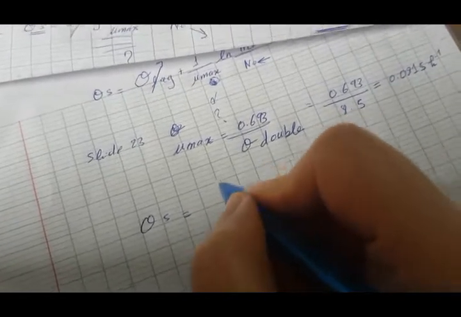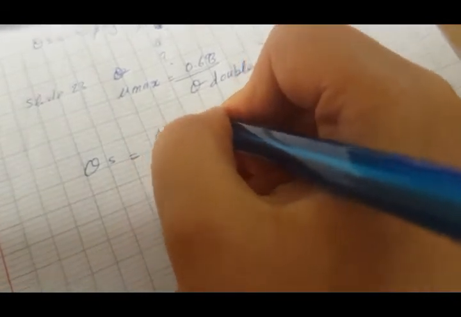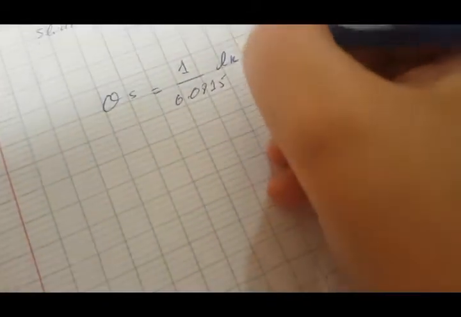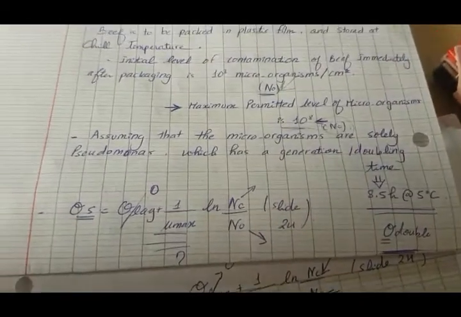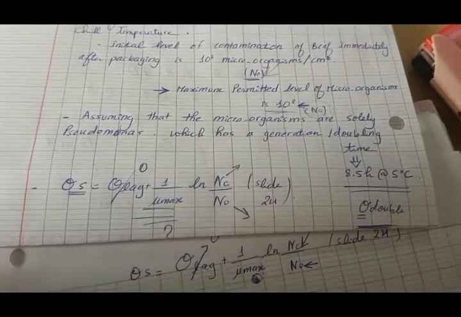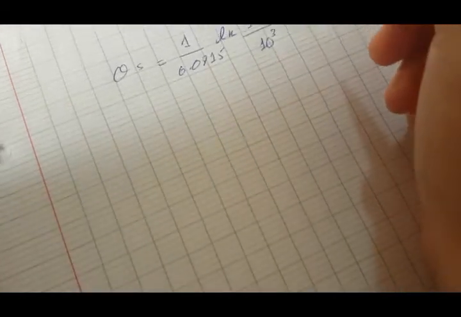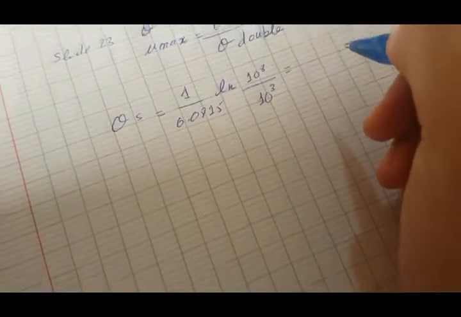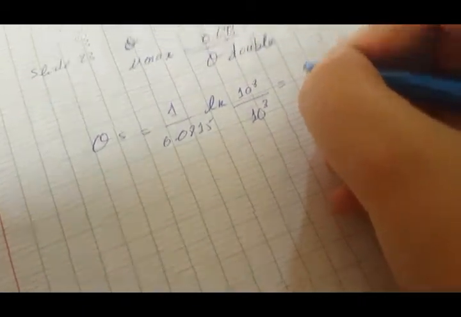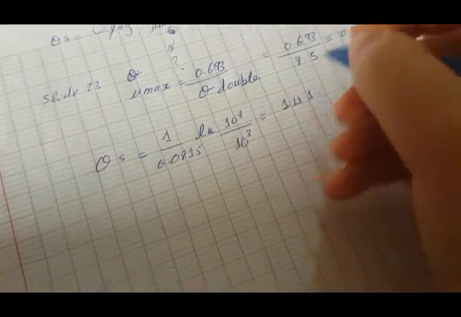Theta s equal, theta lag here 0, 1 over u maximum, 0.0815 ln Nc, which is 10 to the power 8, sorry, over N0 here 10 to the power 3. What is the shelf life that I obtained if it is stored at 5 degrees Celsius? The shelf life, after calculating, would be equal to 141.5 hours.